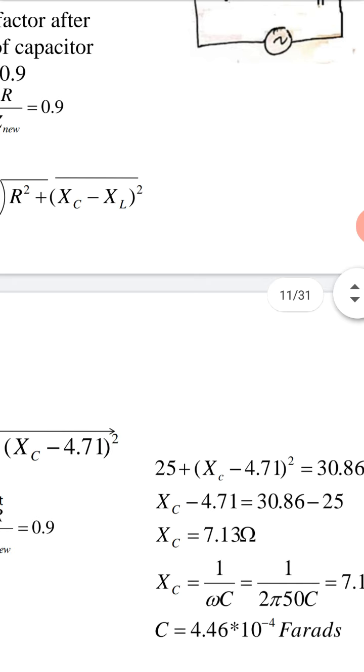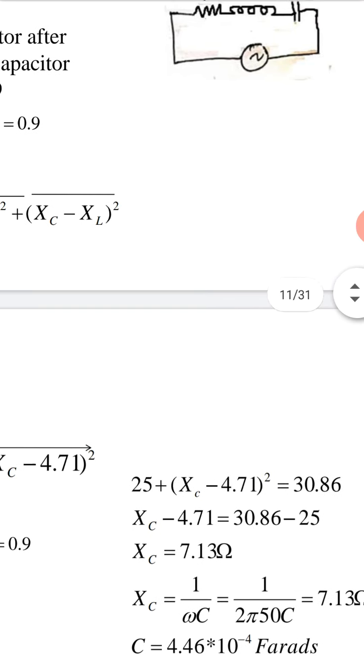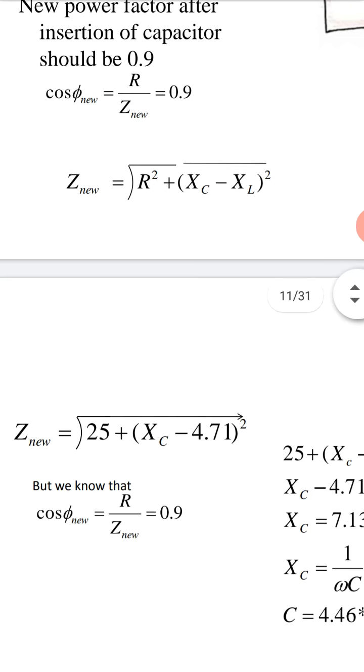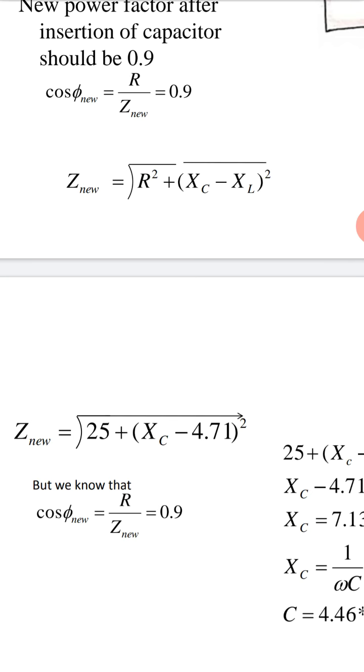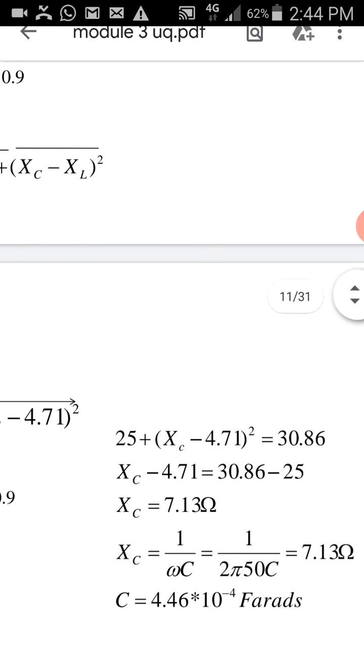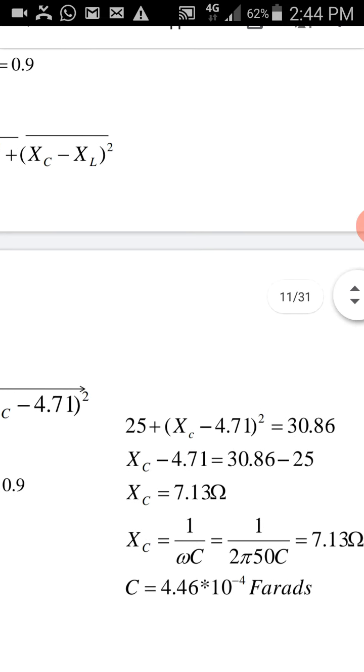Now, what I am going to do is, we have to find the value of Z new. What is Z new? We know that cos phi new is equal to R by Z new is equal to 0.9. We know the value of R is 5. So from this step, cos phi new is equal to R by Z new equal to 0.9. Substituting R is equal to 5, you can find Z new.